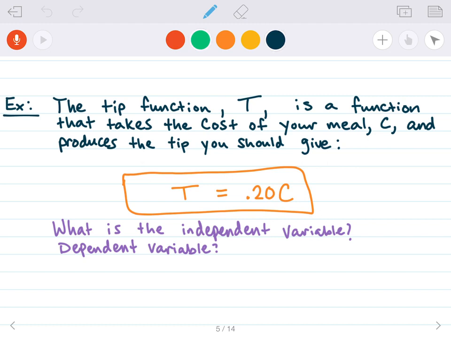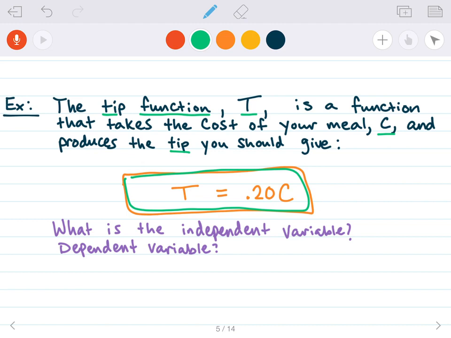And so we can actually make a function from that rule. The tip function, t, instead of f, it's t, is a function that takes the cost of your meal, c, and then it produces the tip. Okay, and you do this naturally in your calculator. You always use a tip function, okay? And so this is how you do it.